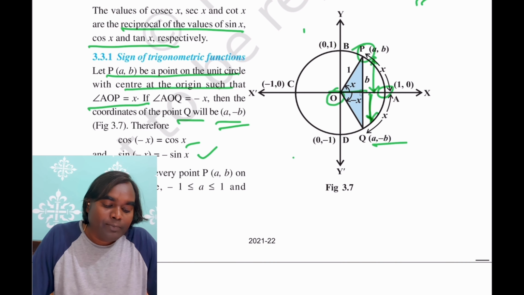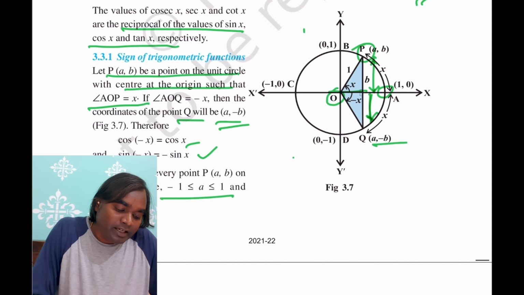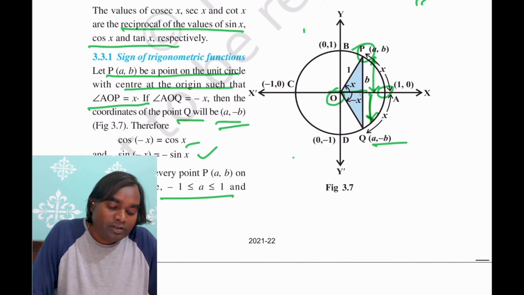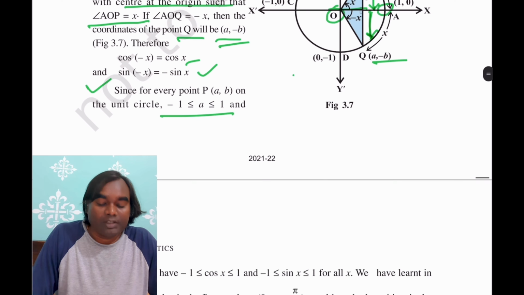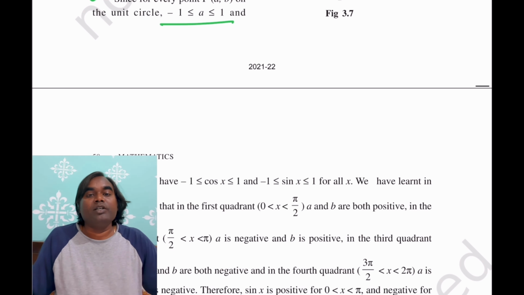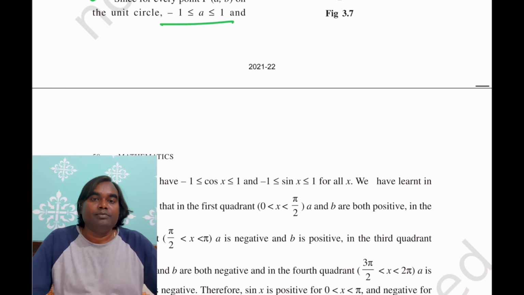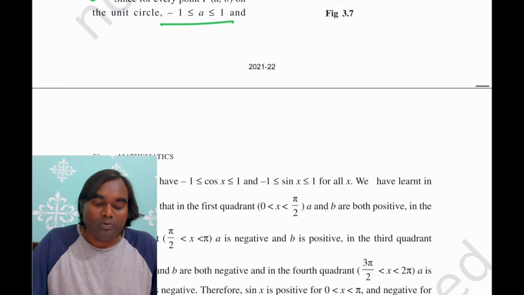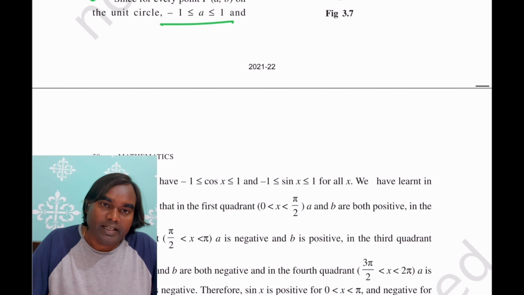Now since for every point P(a, b) on the unit circle, minus 1 is less than or equal to a is less than or equal to 1, that means the value for any point on this unit circle lies between minus 1 to 1, and minus 1 to 1 for b. Hence the value for cos x and sin x will always be lying between minus 1 to 1 for all angle x.